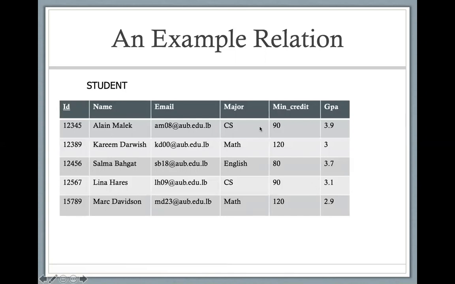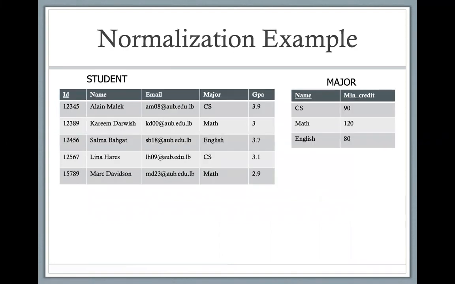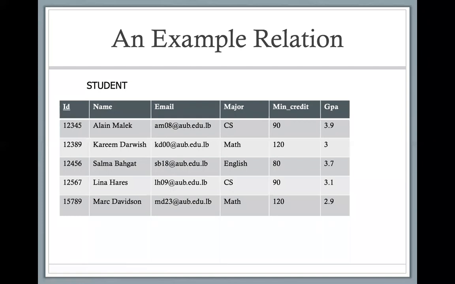So here we have major and minimum credit, and major functionally determines minimum credit. So for whatever value of the major, you have the corresponding value of minimum credit. So CS is 90, math is 120, and English is 80. Yeah. So this functional dependency is causing all these issues with redundancy because you're repeating the minimum credit with every student that is in the major.